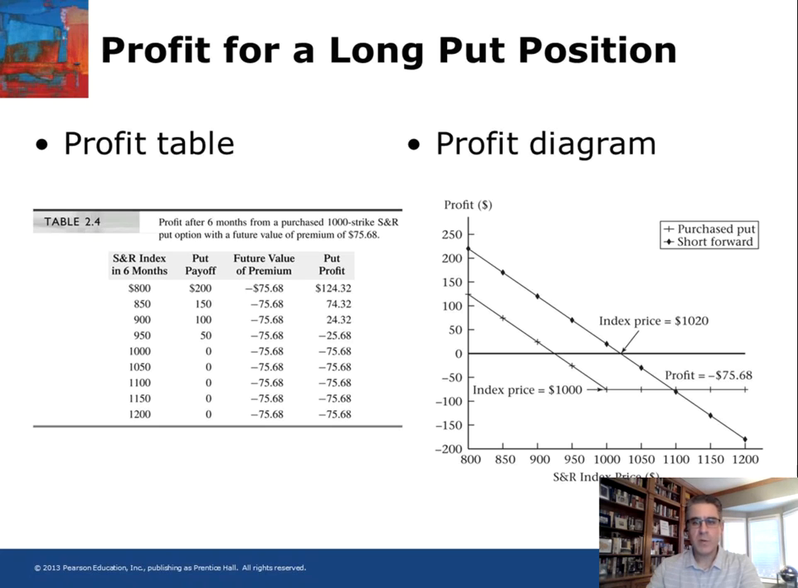As before, we compare the profit on the put to the profit on a short forward position. This is the profit that you would receive if you sold a forward contract. For the short forward, since there's no premium to be paid, the profit is equal to the payoff, and this results in a line with a slope -1 that intersects the x-axis at the strike price. This diagram illustrates the protection provided by the put option as the index price increases toward infinity. The short forward loss keeps increasing, but the put option loss is capped at the future value of the premium.